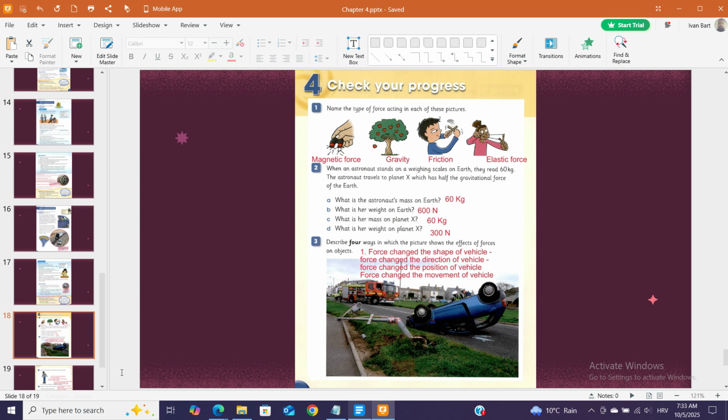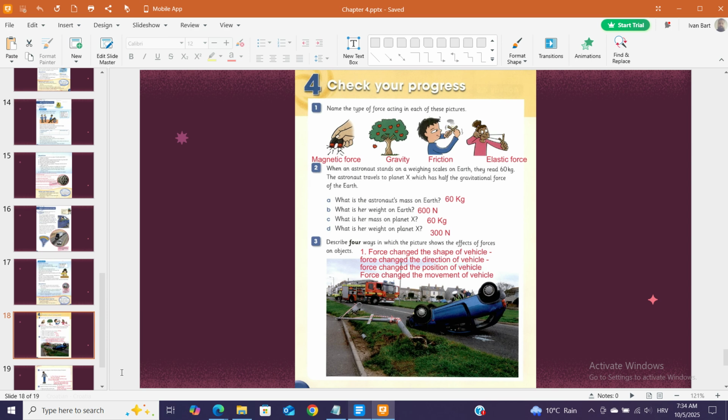2. When an astronaut stands on a weighing scale on Earth, it reads 60 kilograms. The astronaut travels to planet X, which has half the gravitational force of the Earth. A. What is the astronaut's mass on Earth? 60 kilograms. B. What is her weight on Earth? 600 N. C. What is her mass on planet X? 60 kilograms. D. What is her weight on planet X? 300 N.